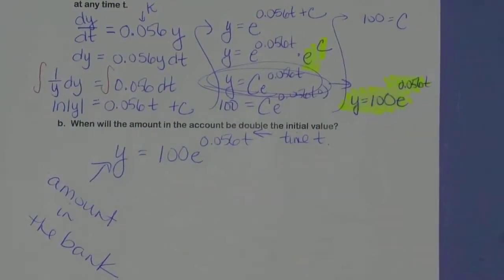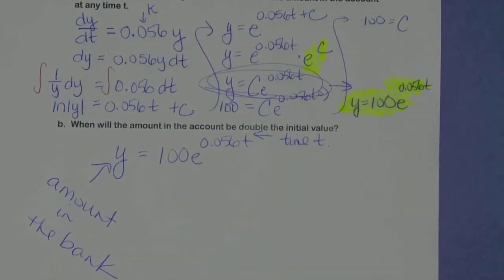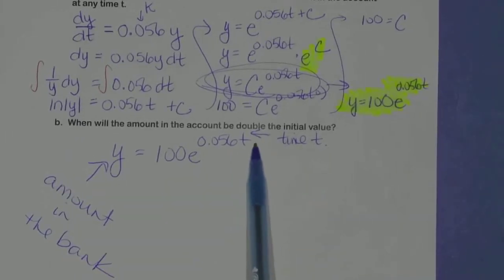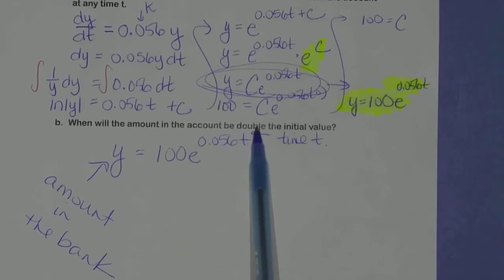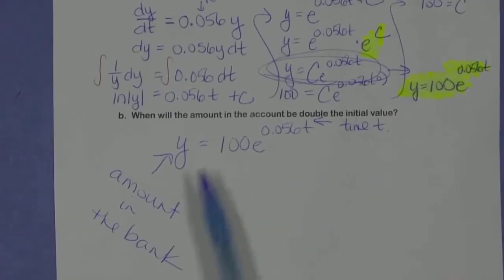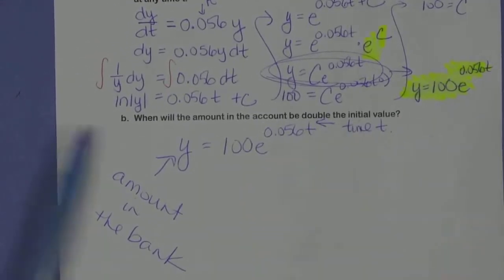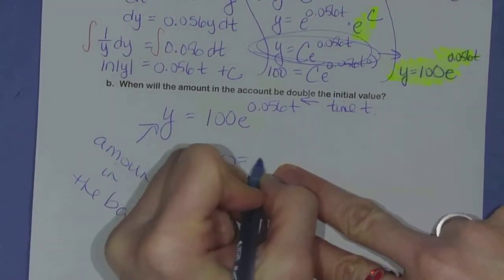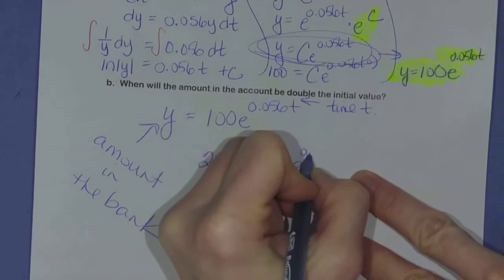Okay, and t is measured in years, by the way. So we want to know, for what time, how many years is it going to take for the account to be double the initial value? Well, double the initial value would be $200. So we want to set the y equal to 200 and solve for time.